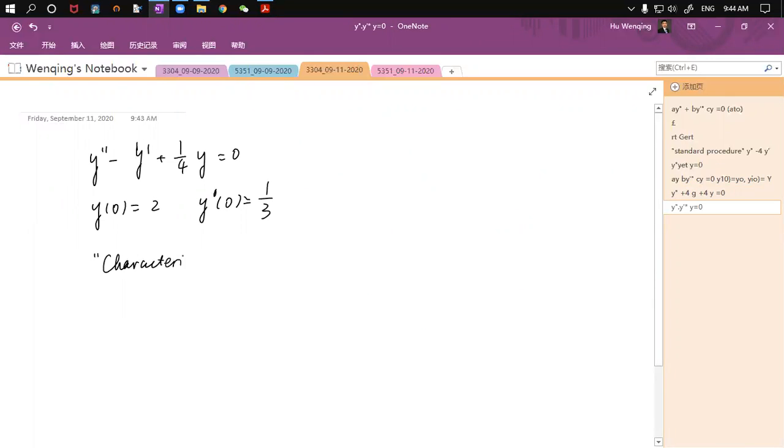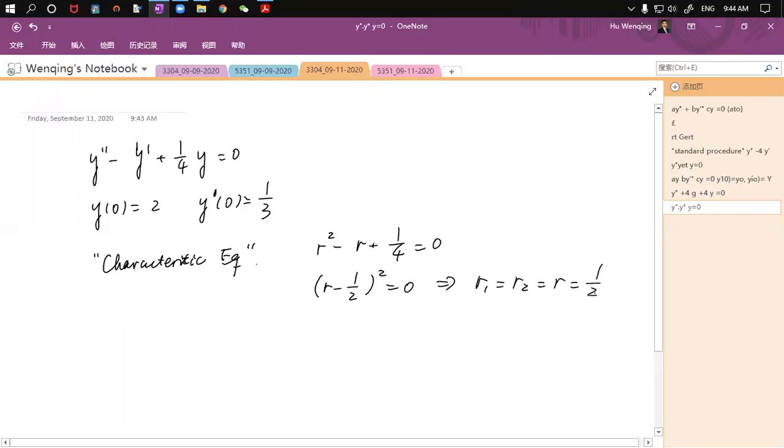The characteristic equation is r squared minus r plus 1/4 is equal to 0. This can be rewritten as (r minus 1/2) squared is 0. That means the solution r1 is equal to r2 is equal to r is equal to 1/2. Sometimes these roots of the characteristic equation are called characteristic roots, but this is only a terminology issue.